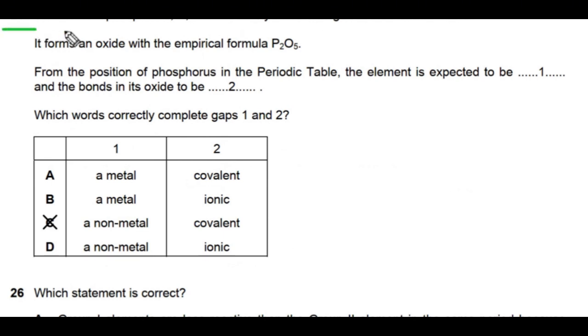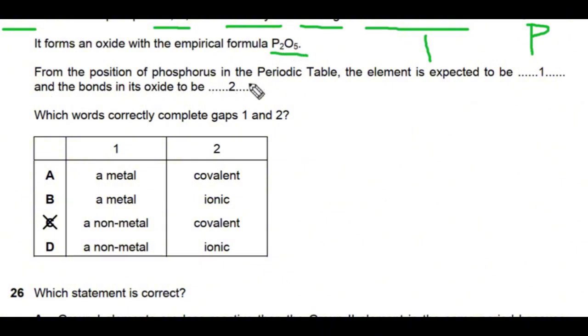Next, 25. The element phosphorus is immediately below nitrogen in the periodic table. Nitrogen, then phosphorus, in the same group 5. It forms an oxide with empirical formula P2O5. Oxygen is group 6, phosphorus is group 5.